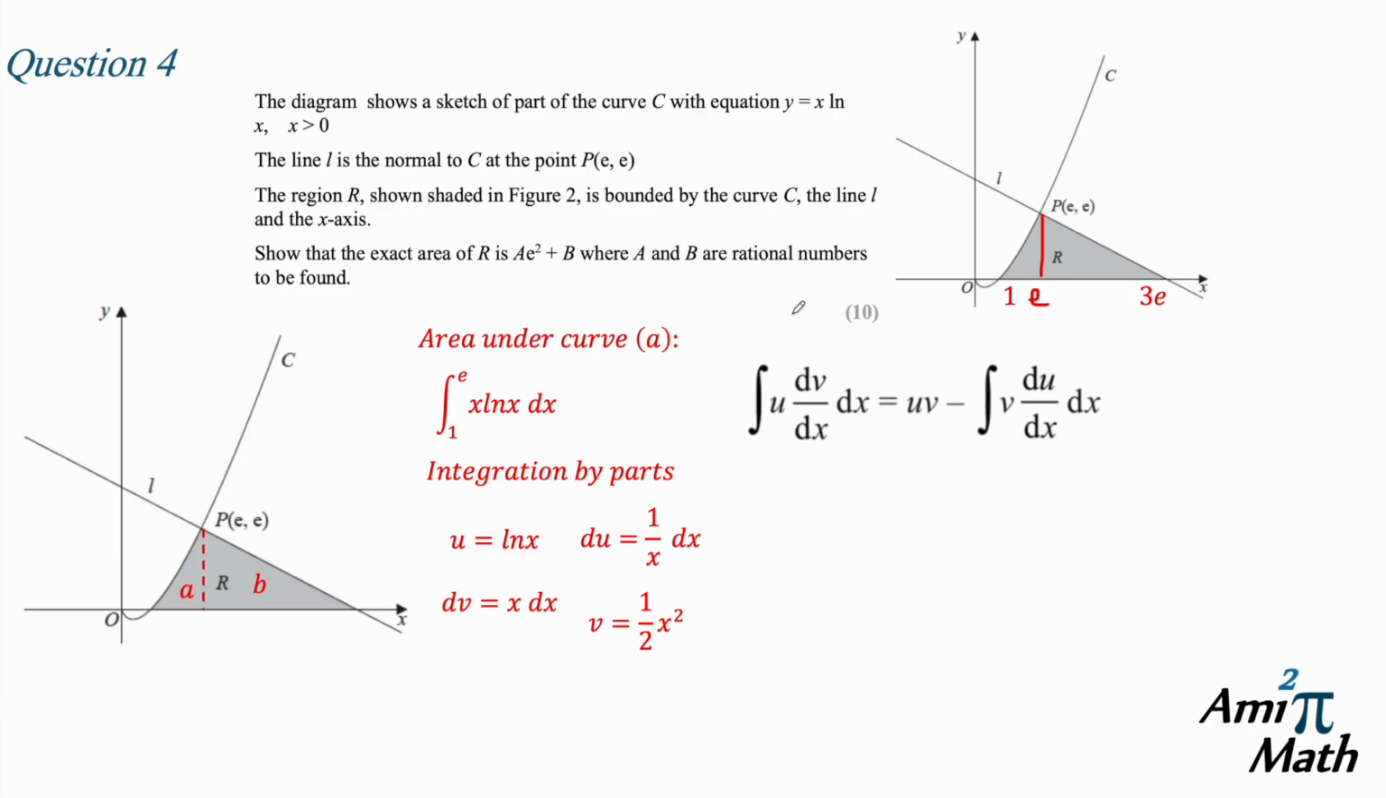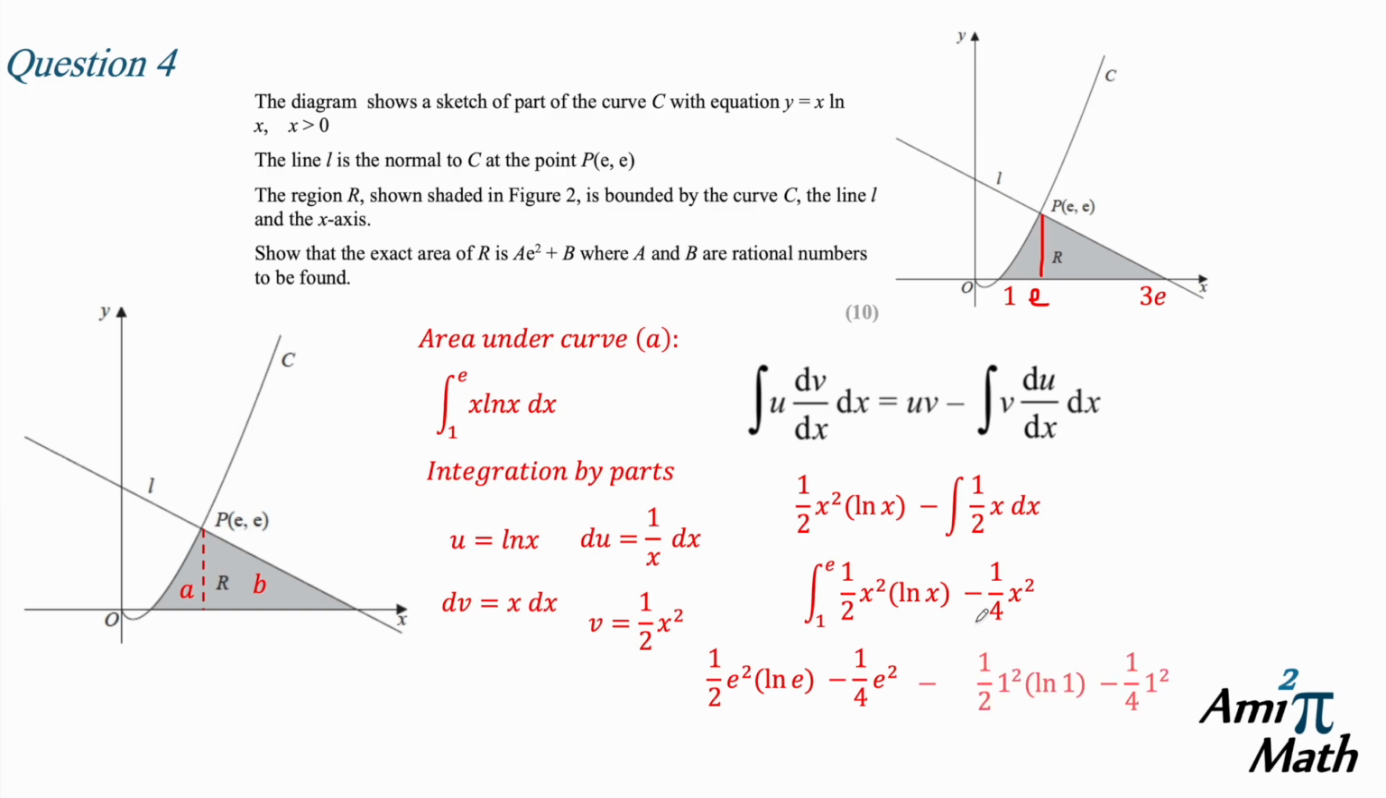And then we put that back into this equation, and we get something like this. So from this equation, you can see that half x squared times 1 over x will cancel out the x's, and you're going to be left with 1 over 2 x, like this. And then if we integrate this, we increase the power and divide by 2, so we get minus 1 over 4 x squared, and then this part stays the same. And we're going to put the limits into the whole thing. So half e squared bracket ln e minus 1 over 4 e squared, minus, and then you put the 1 in: half 1 squared ln 1 minus 1 over 4 1 squared.